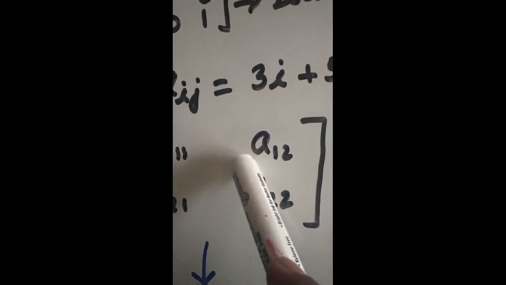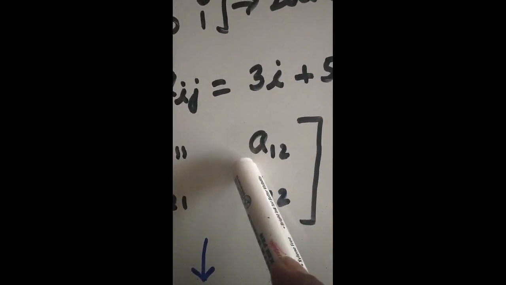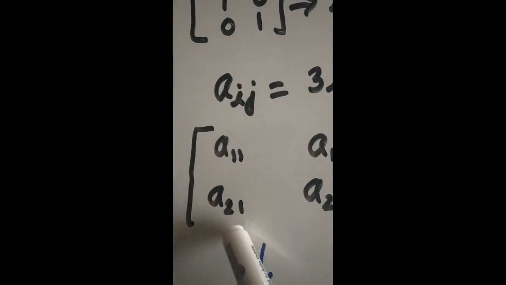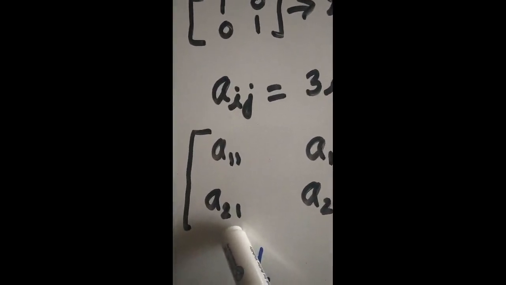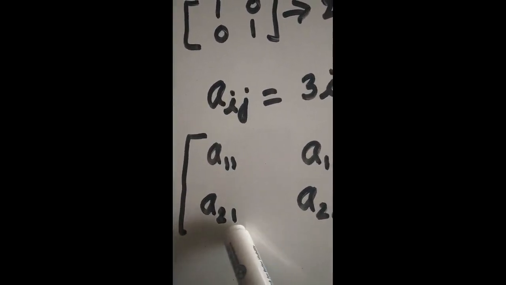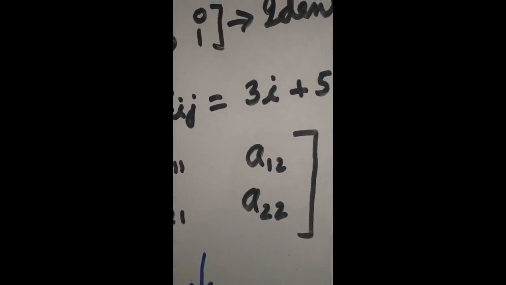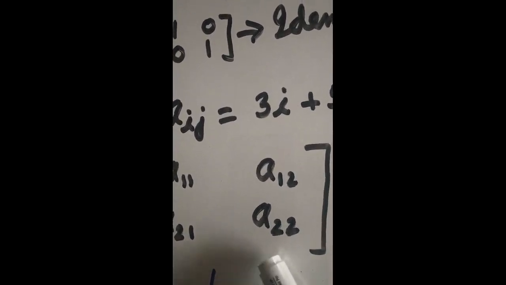In this location, it is the first row, second column. So A12 is how it is denoted. So i is 1 and j is 2. In this location, it is in the second row, first column. So that is why your i value is 2 and j value is 1. And the last one is A22, because it is in the second row and second column.